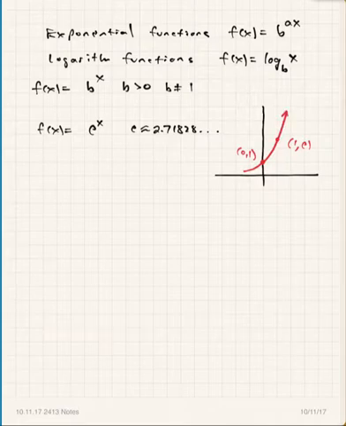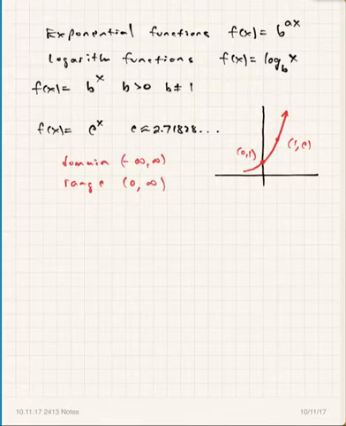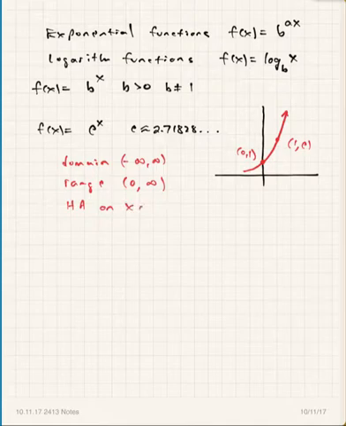The domain for this function is all reals. It's defined for all real numbers, and the range is everything greater than 0. Also notice that there's a horizontal asymptote on the x-axis, in other words, where y is equal to 0.